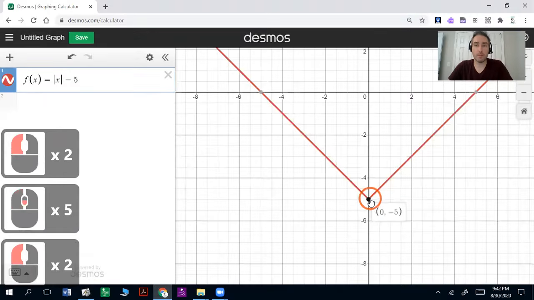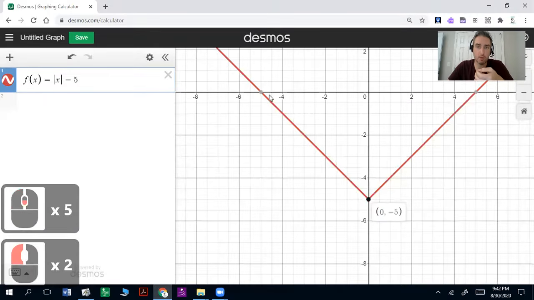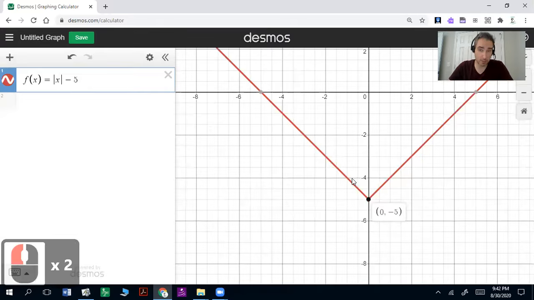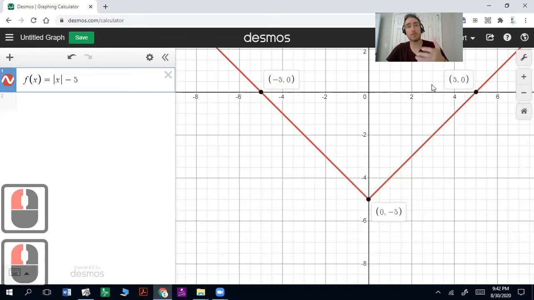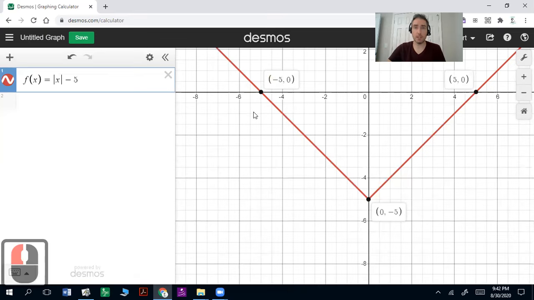Notice when I do that, it has a new vertex. Its minimum is now (0, -5). That changes. It's got different zeros. It crosses the x-axis at -5 and +5. So its zeros can change, and you can click on those points to get the zeros. You don't have to calculate those by hand right now.